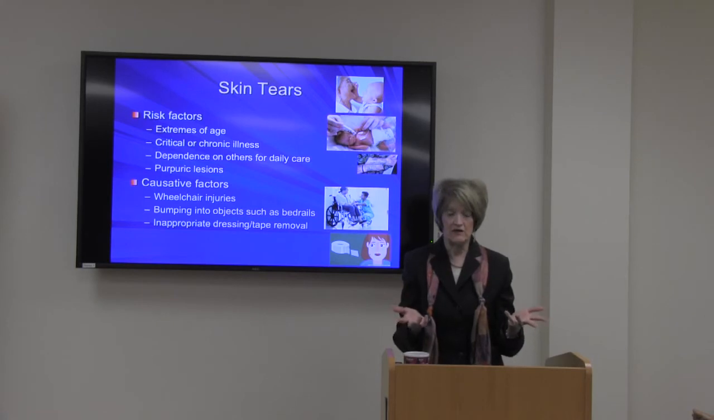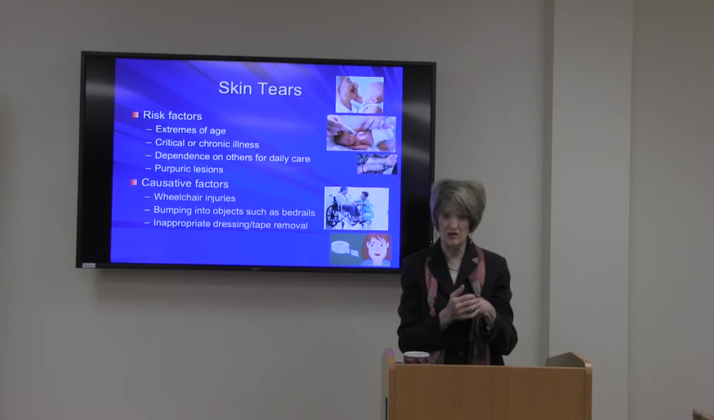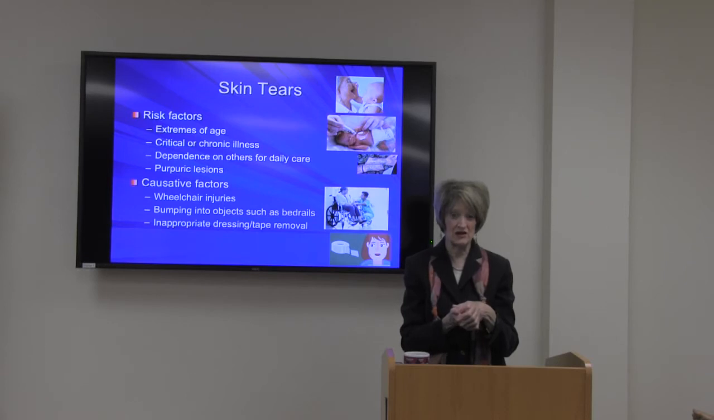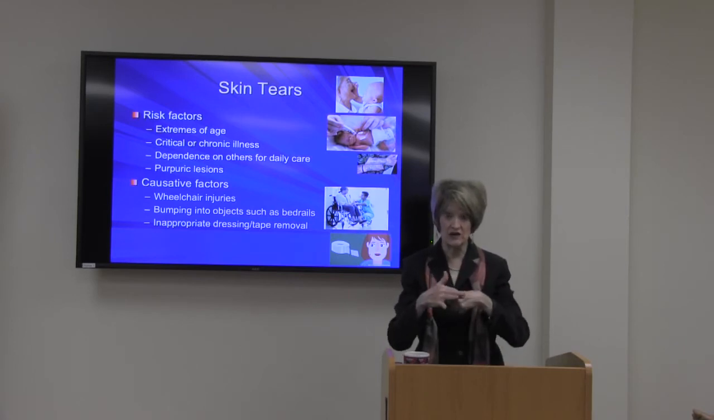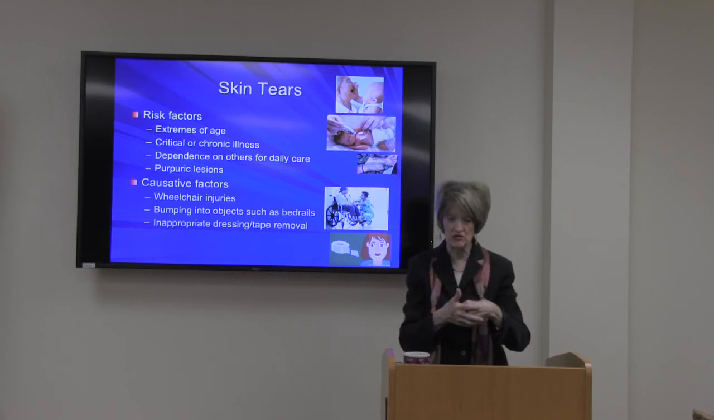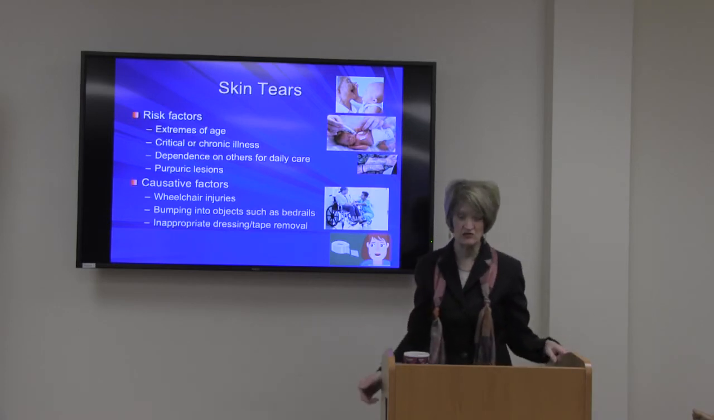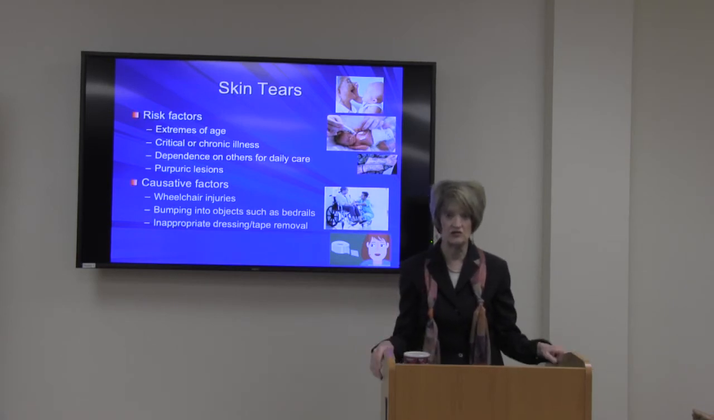Purpuric lesions. If you have those purple areas on the skin, it tells you, number 1, that the skin's very fragile, number 2, that the blood vessels are very fragile. That patient's higher risk to develop a skin tear. What actually causes them? Mechanical trauma exerted at the surface of the skin. So sometimes it's bumping into the wheelchair, bumping their leg against the wheelchair, their foot against the wheelchair. I've seen that many times. I know you have too.